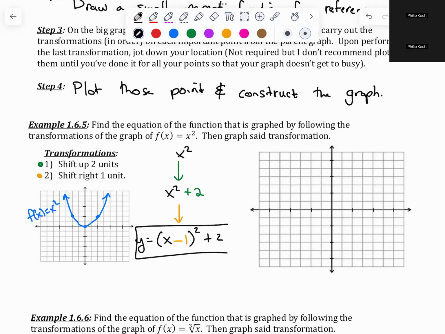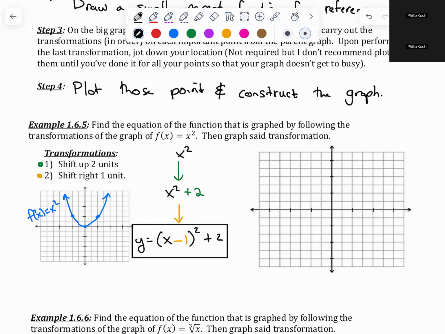That is the transformed function. The first thing made it add 2 on the outside because it was a vertical shift. The second thing subtracted 1 because it was a horizontal shift. It happens on the inside of the squaring. And that gives us our answer.